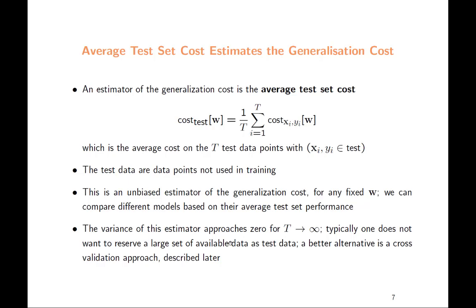Because when we evaluate the model on test data, so we write this here, this is a test data set, which is the average, so T is the number of test data points over the cost occurring on this data point for this learned W or any W. This is a so-called unbiased estimate of the test set error for any W. These data points cannot be used in training, so they have to be reserved and not touched.